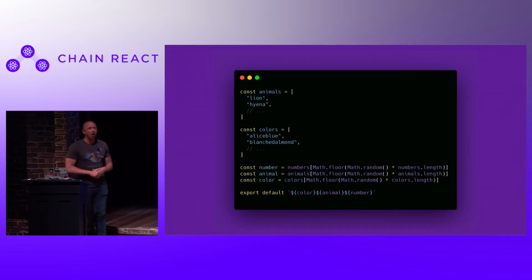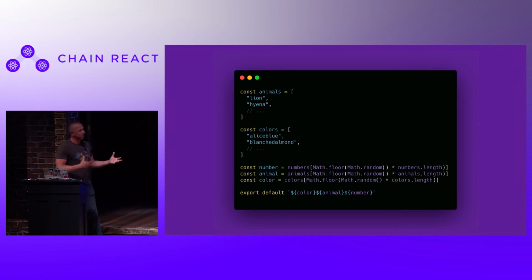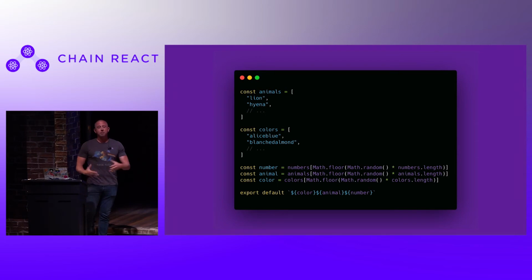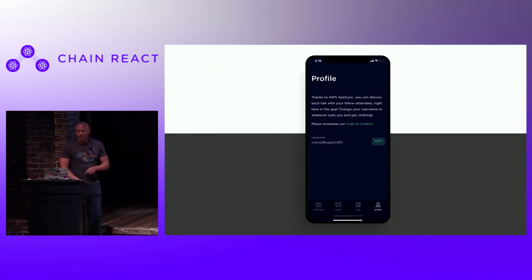Instead, what we did, we automatically assigned an identity to every user. The way that we did that, we just created an array of animals, an array of colors, created a random number, and then concatenated all of that into an identity that we assigned to the user when the app loads. So color, animal, number. When you open the app, you'll see something like this: Corn, silk, squirrel, 11. So that's the code that created that.